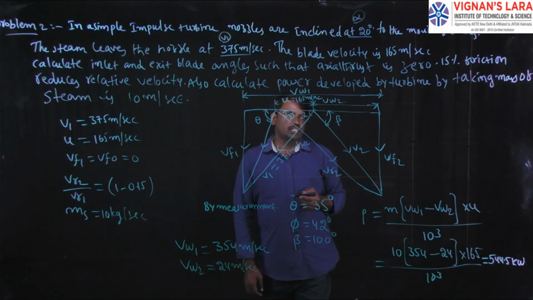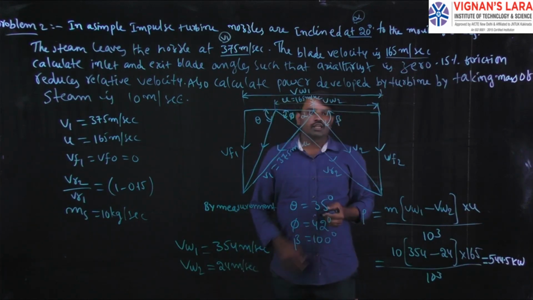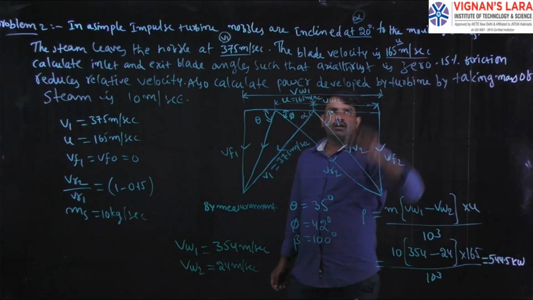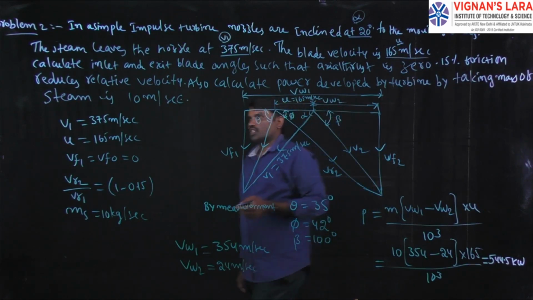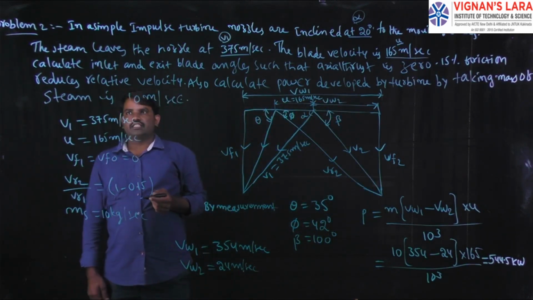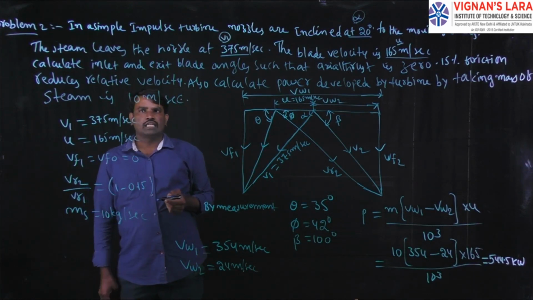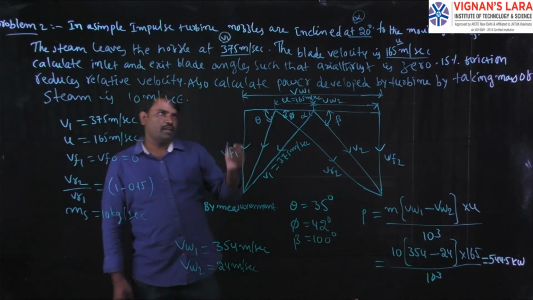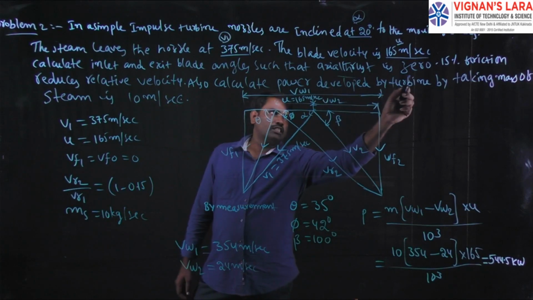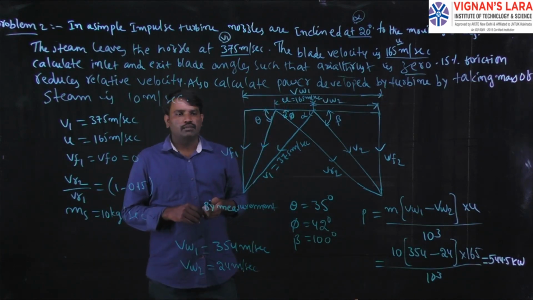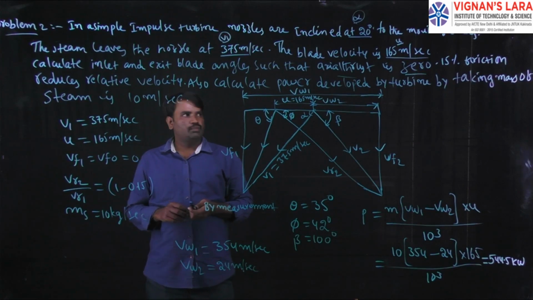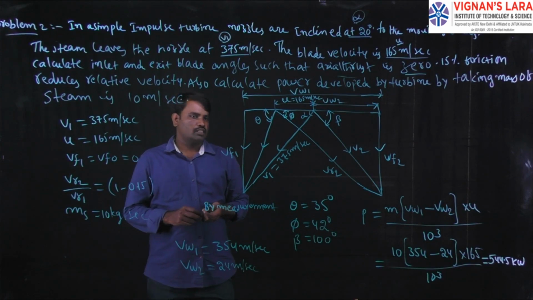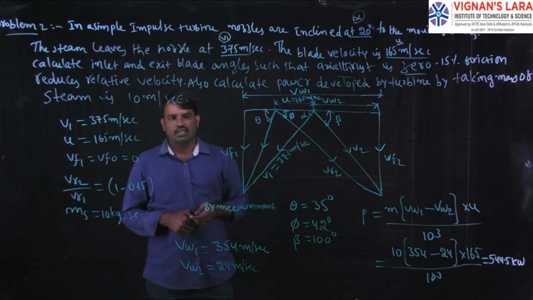The blade velocity is 165 meters per second; the mean blade velocity U is given. Calculate the relative velocity at exit. How do we calculate it? We have to calculate the inlet and exit blade angles such that the axial thrust is 0, and 15% friction reduces the relative velocity, so we calculate the relative velocity by considering the 15% friction.